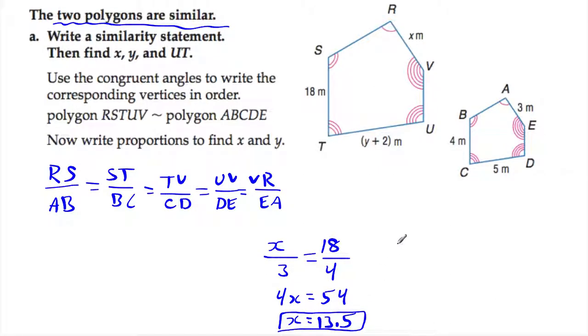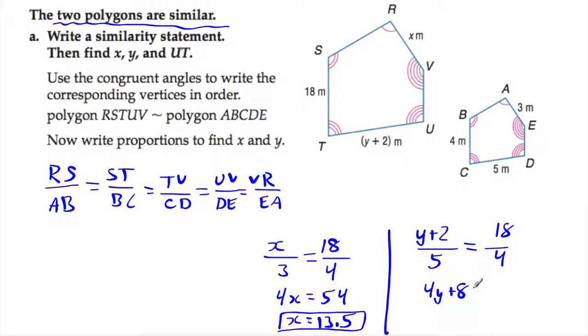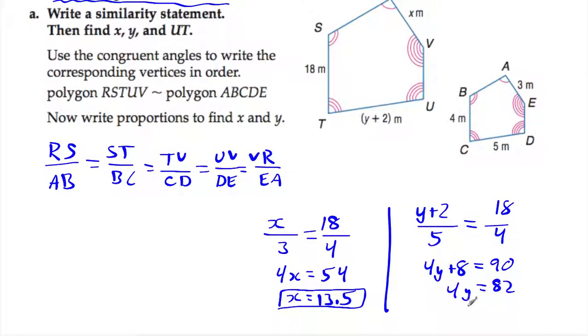We can do the same approach with y. So notice that this side TU is y plus 2, and TU is going to go to CD, which is 5. And we can do the same 18 to 4 that we had before. So we get 4y plus 8 is equal to 18 times 5. And then 18 times 5 is 90. So 4y is equal to 82. 82 divided by 4 is equal to 20.5. y is equal to 20.5.